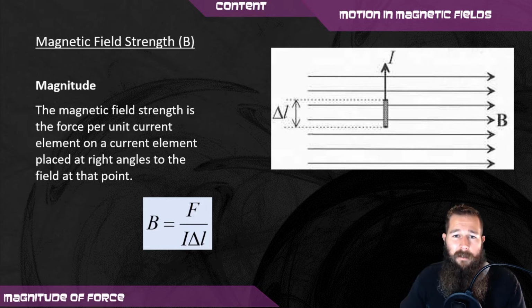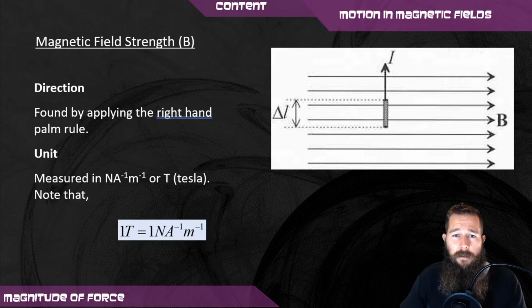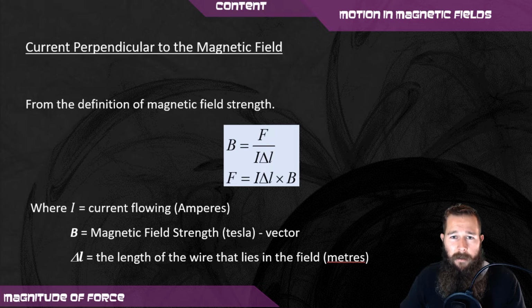This equation applies when the current element is at right angles to the field. The direction of the force is found by the right-hand palm rule. And in this case, if you want to test it, it's into the page. And the units are newtons per ampere meter. Alternatively, the units of Tesla are used often to describe this. The force on a moving charge in a magnetic field is given by I delta L times the magnetic field strength.